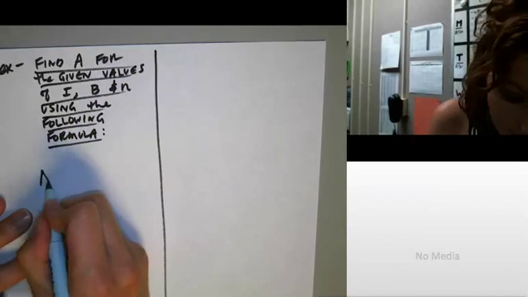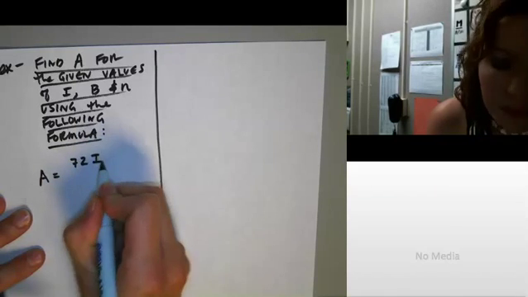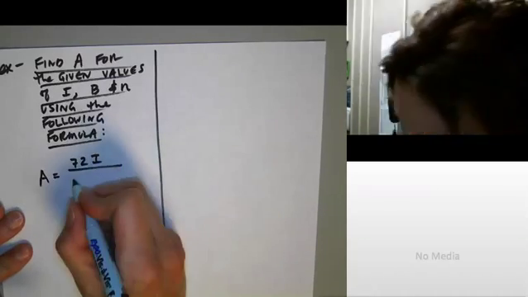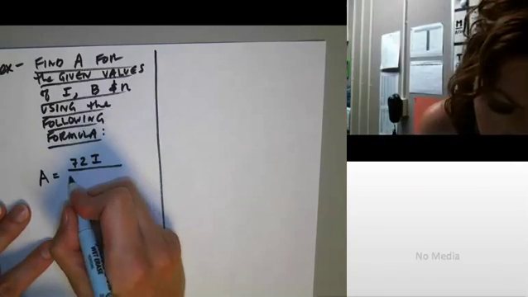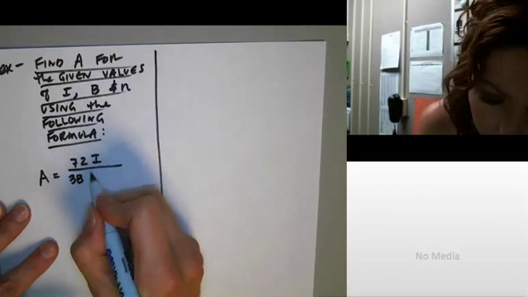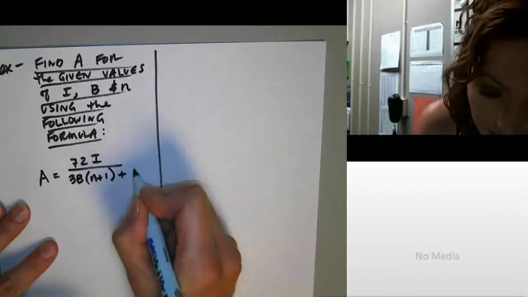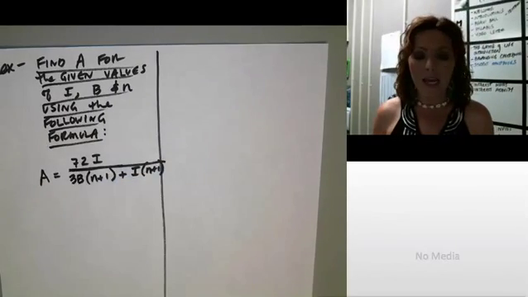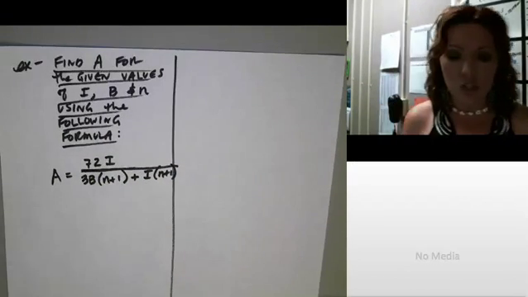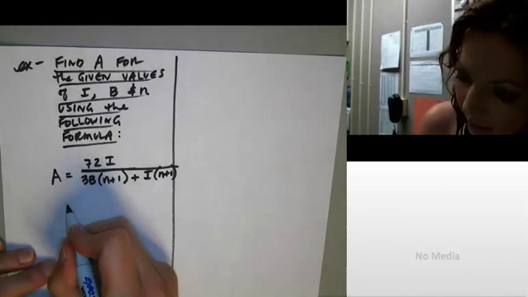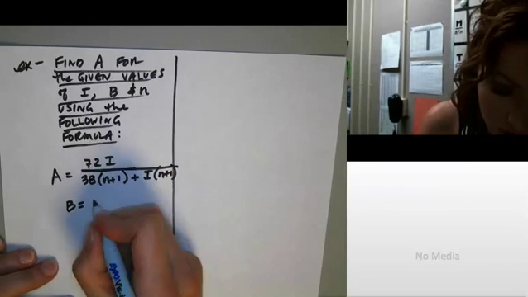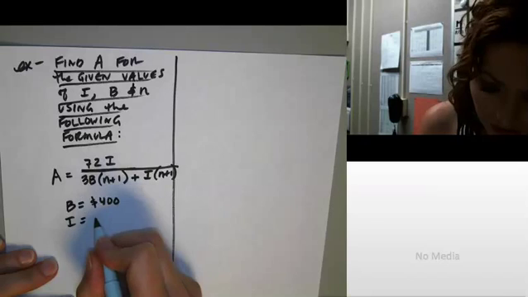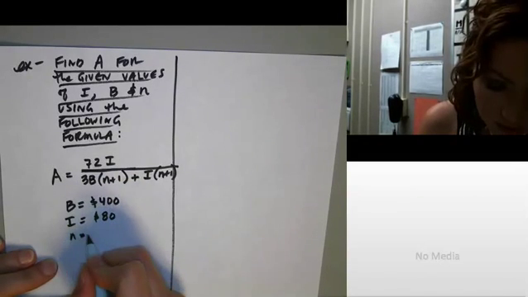So the formula is A equals 72I over 3B times n plus 1 plus I times n plus 1. So that's all in the denominator. How many people have their calculators already? Okay, go ahead and get them out for this problem. We're finding A for certain values for I, B, and N. The B that we are given is $400. The I is $80. The N is 24.